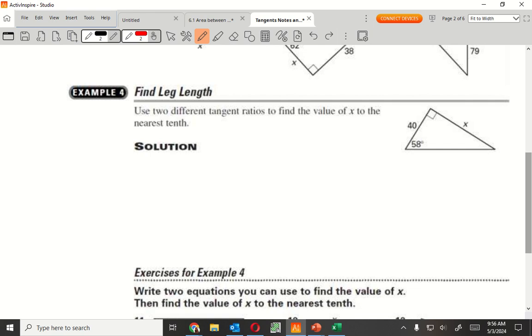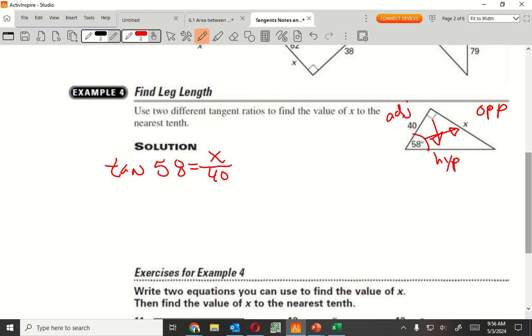So starting off here, label. This is my hypotenuse. Here's my reference angle, and then draw my line. This one over here is opposite, and my last one is adjacent. Make sense? Okay, good. All right, so let's write it out. Now it's going to be tangent of 58 is equal to what? X over 40.